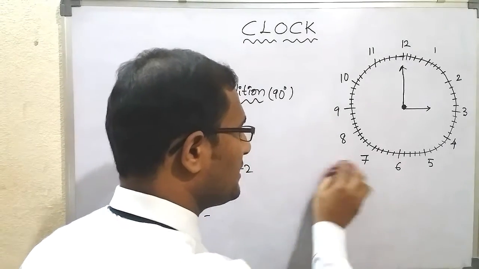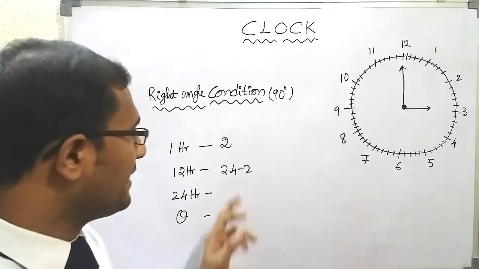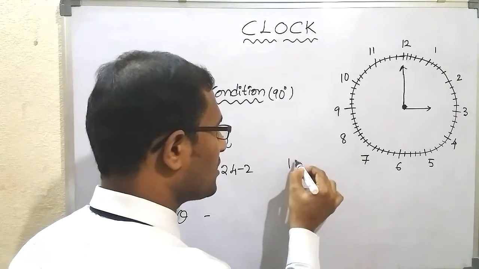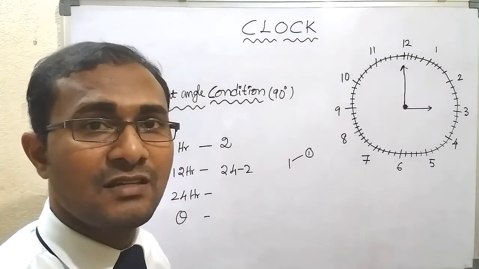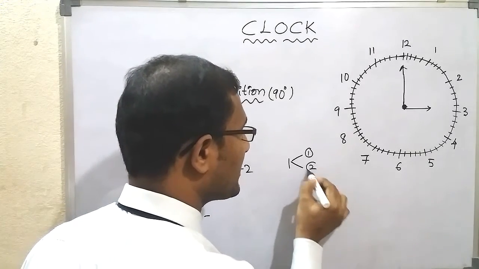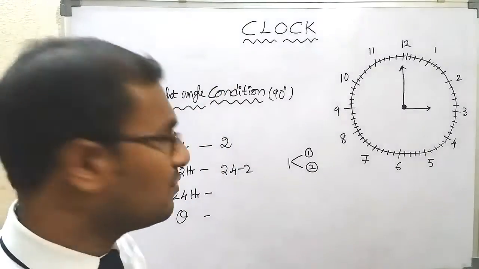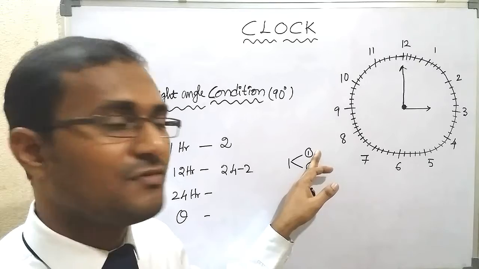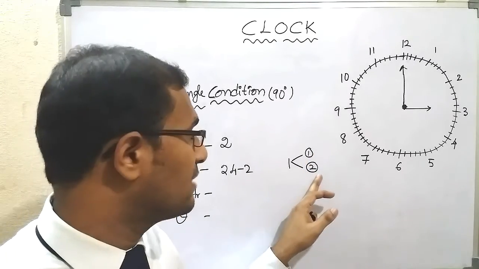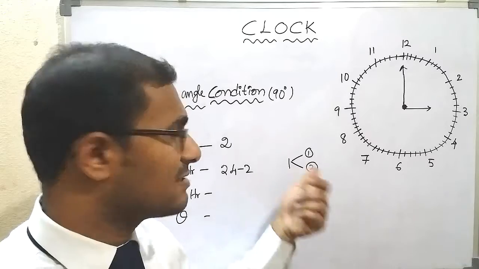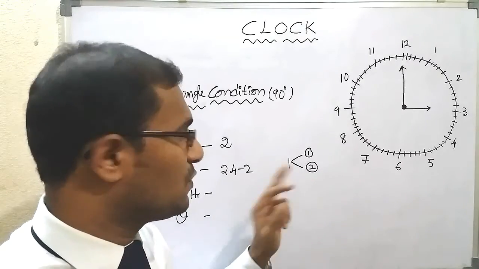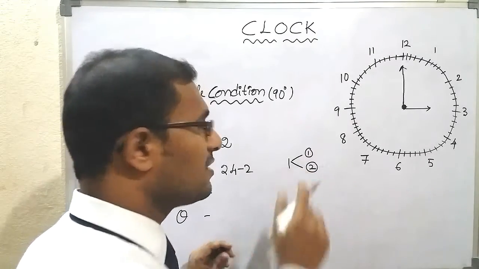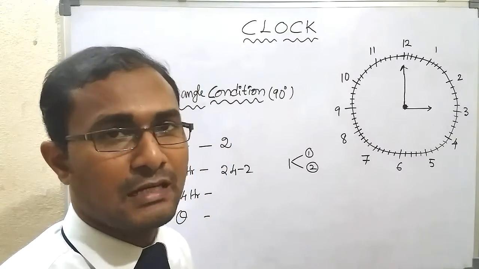Now let me explain in a clear way. I already told you that for every 1 hour the condition takes place two times. For 1 o'clock the first right angle condition is possible and the second right angle condition is also possible. You'll come to know while solving the problems at what time exactly we get the first right angle condition for 1 o'clock and at what time exactly the second one takes place. No need to worry about that. For 1 o'clock the first condition takes place and the second also takes place.